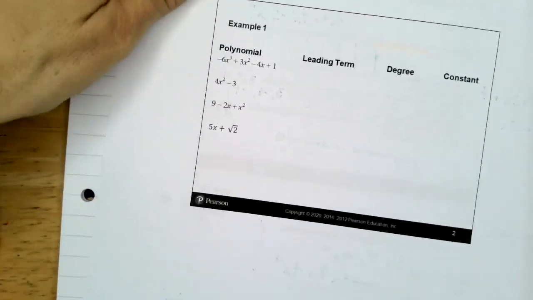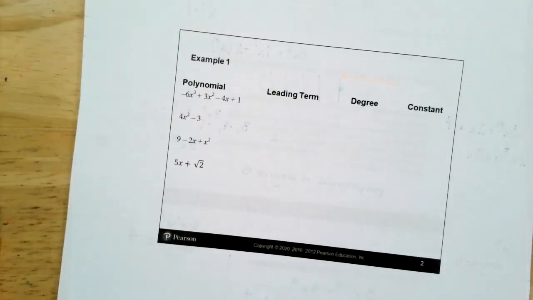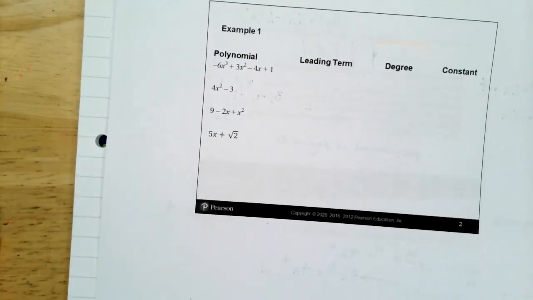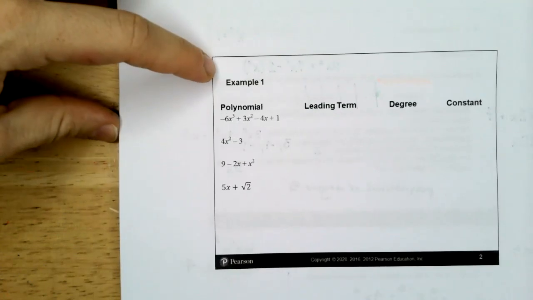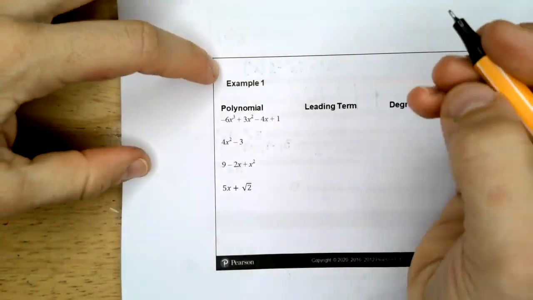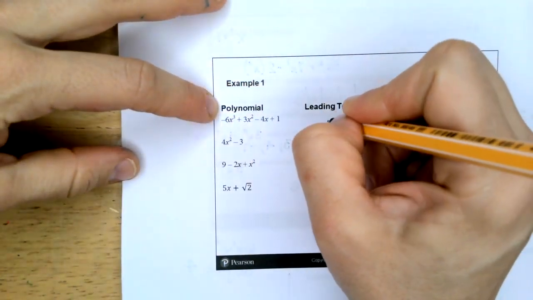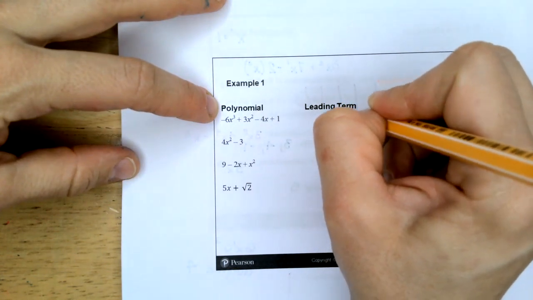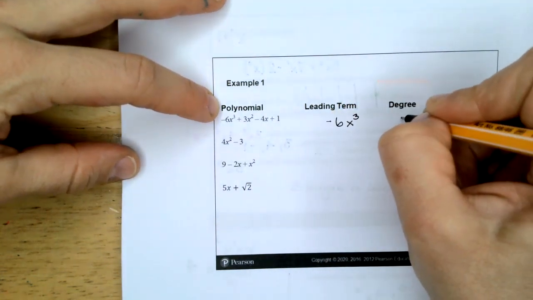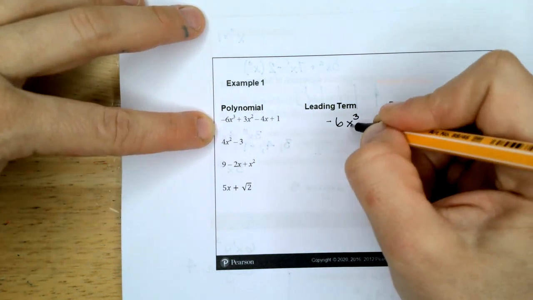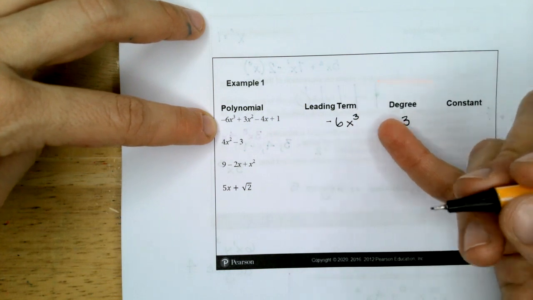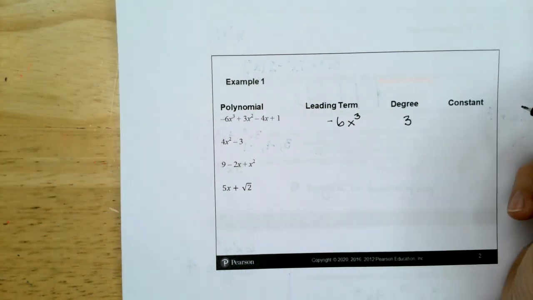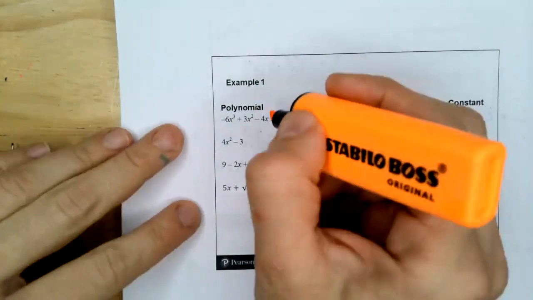Let's talk about what the leading term is and what the degree is for each of these examples. First thing you want to do is make sure it's in standard form. Here we have -6x to the third plus 3x squared minus 4x plus 1. It's in standard form. Our leading term is going to be -6x to the third. The degree is 3 because the x is raised to the power of 3 and there's no other variable raised to any degree. The constant for this is going to be the number 1.